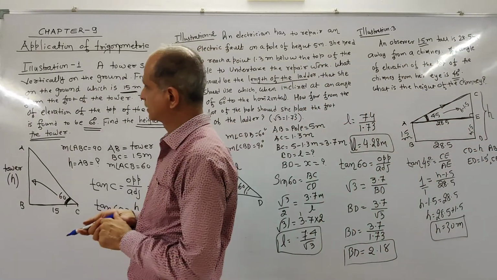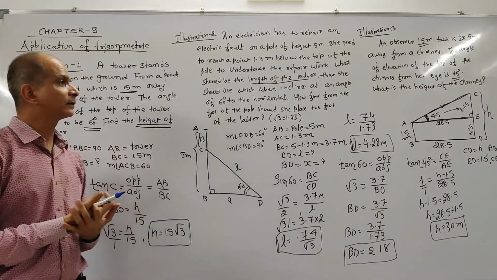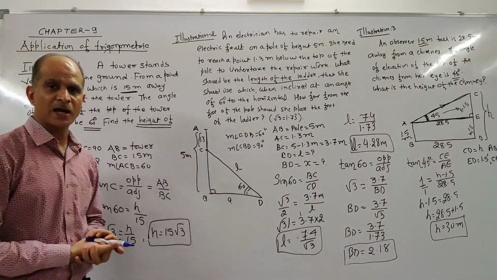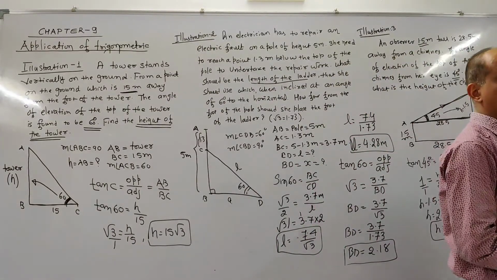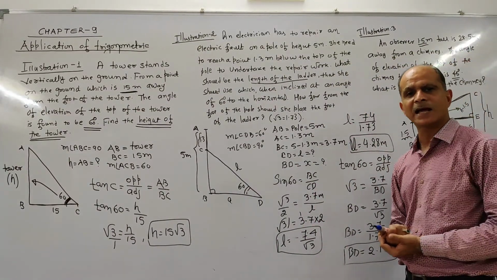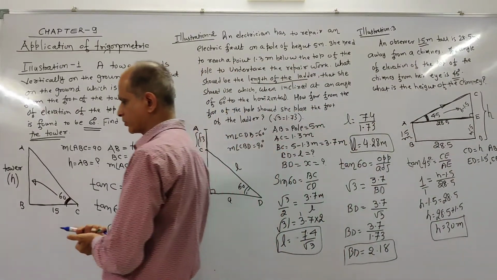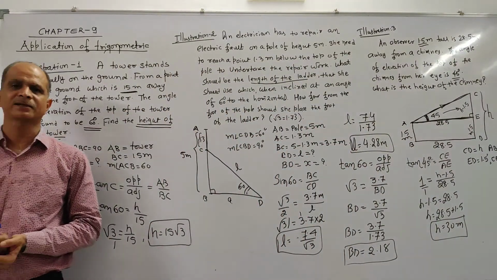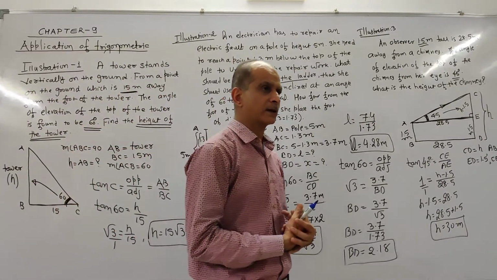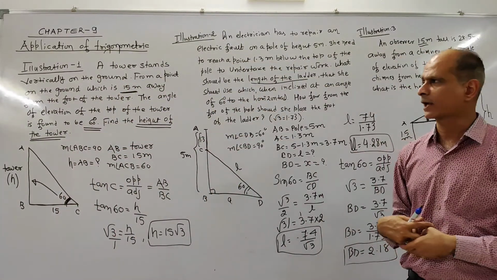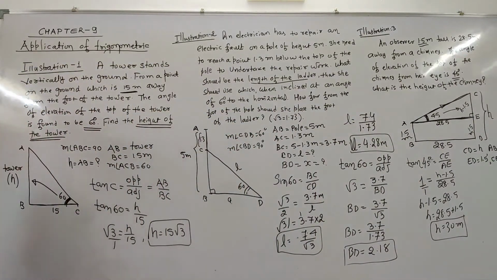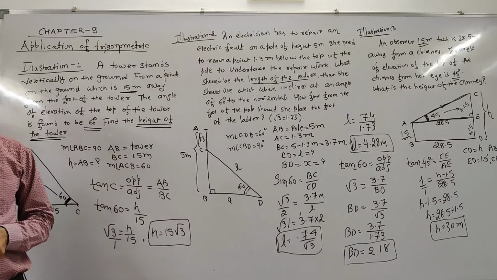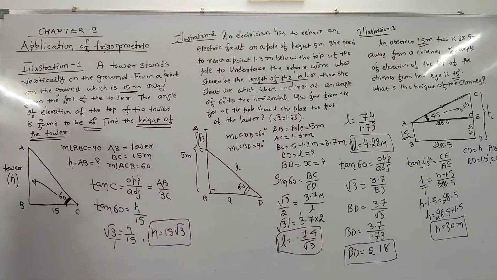So friends, with this we complete chapter number 9. The 3 illustrations, that is example number 1, 2 and 3, are there in your examination. And the first 5 examples of exercise 9 are also there in your examination. So we have solved all the 8 examples as well as 2 concepts, that is angle of elevation as well as angle of depression. So with this we end our chapter number 9. Next time we will start another chapter of mathematics. Thank you friends. Thank you.